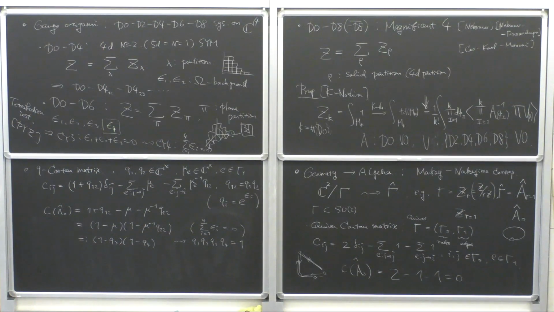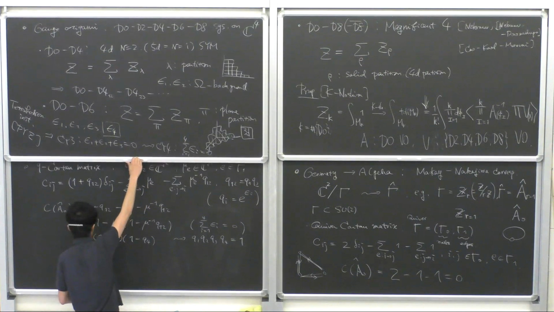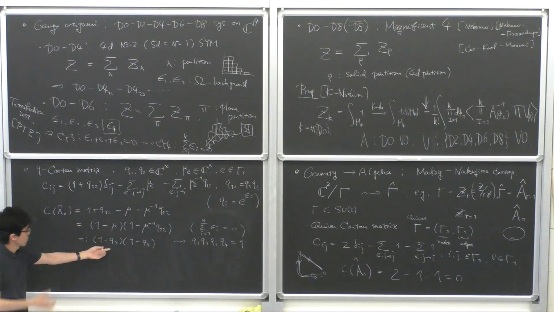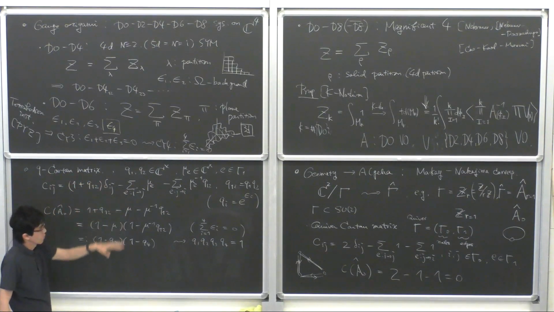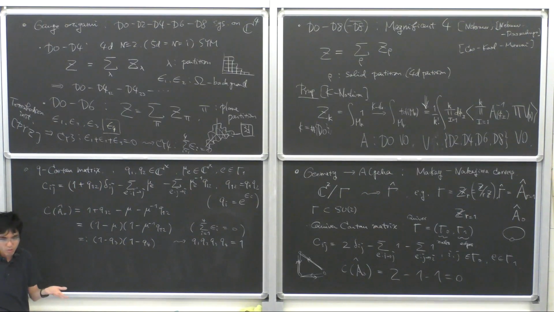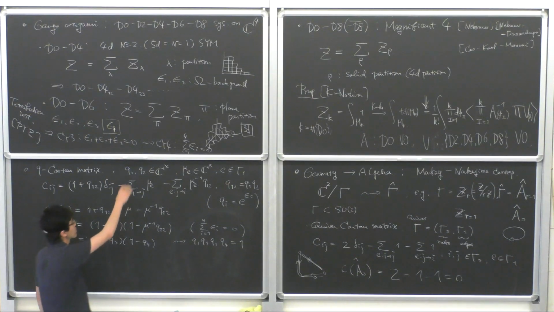Let me remark that this kind of factorization is really specific to this affine quiver, especially the A-type case. Of course, we can similarly think about the character matrix of, for example, finite A-type or B-type, etc. But we don't have such a nice factorization. This kind of factorization is really specific to the affine A-type case.